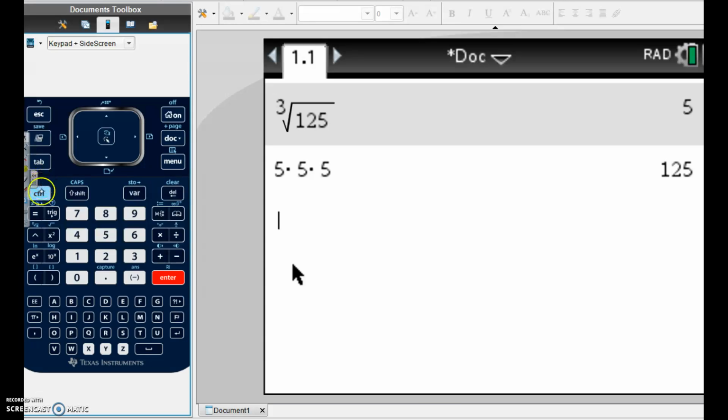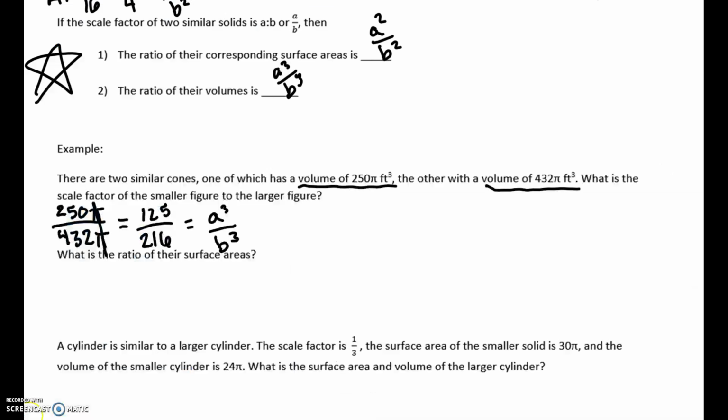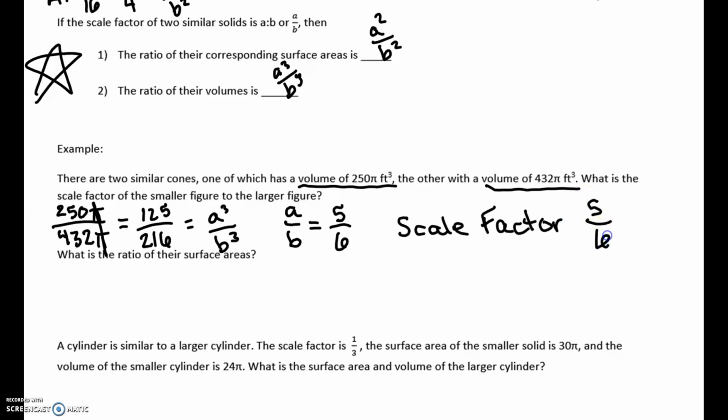So let's look at the other one that's a little bit harder. I'm going to hit Control, whoa, not what I wanted, friends. Control, nth root of x. I still want the cube root, but this time I want it of 216. When I do that, I get 6. Well, so that tells me that 6 times 6 times 6 is 216. So coming back over here to our work, I know then that a over b must be the cube root of this thing over here. That's 5 over 6. Okay, so that means that my scale factor is 5 over 6.